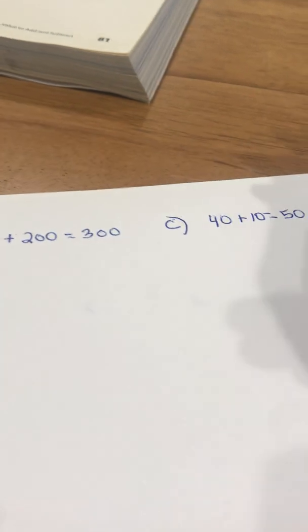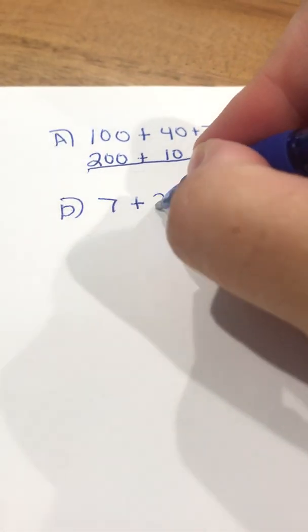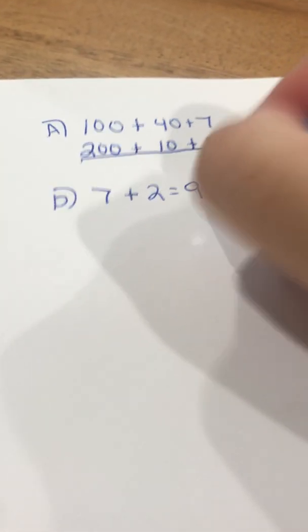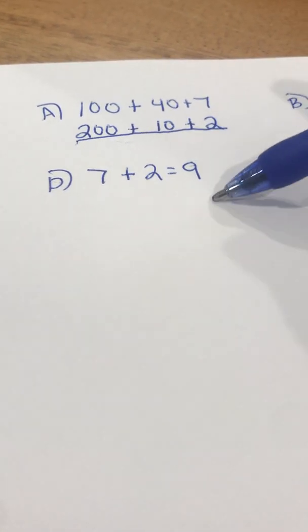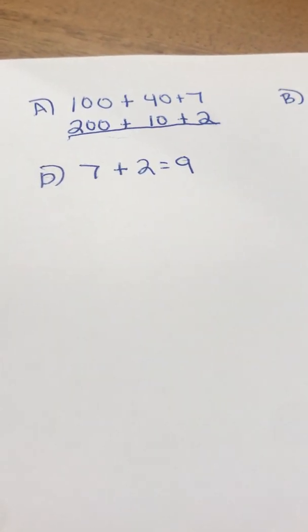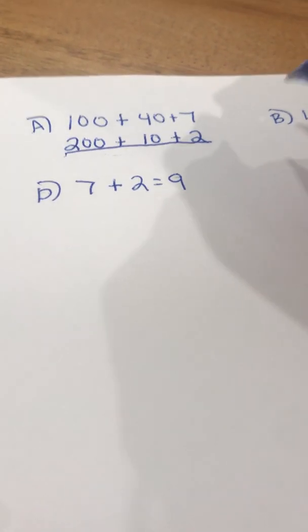Let's go ahead and go to D. D says add the ones from both. Rodney had 7 plus Elaine had 2. 7 plus 2 is 9. So we have 359. So E wants us to explain how to find the number of songs they have in all.